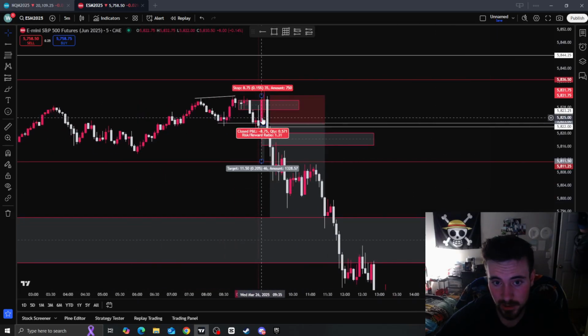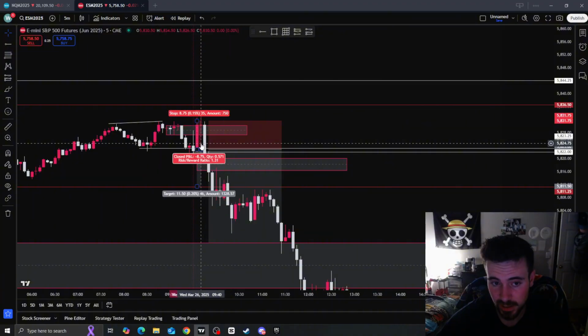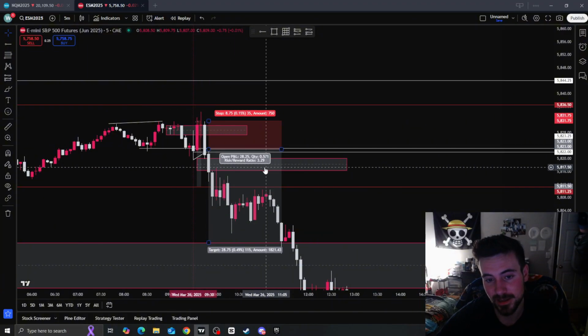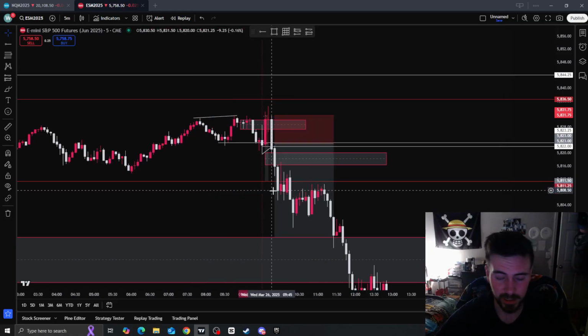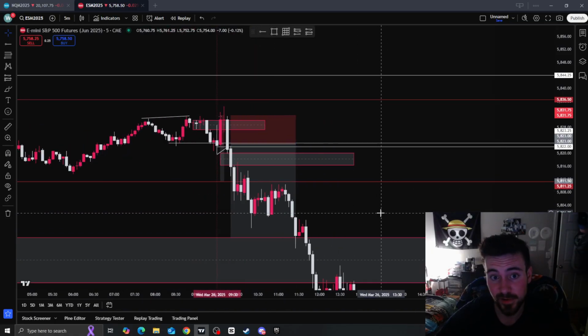So I was a little greedy in the first trade. So this trade was around 590 that I lost, and this next trade was around 1400. Yeah, 1400. So bang, I'm really close to passing my funded.